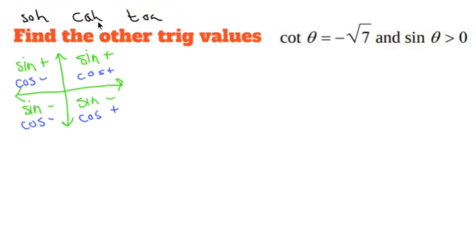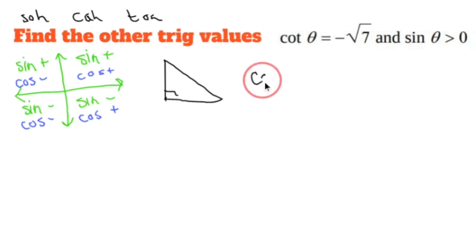SOHCAHTOA. Okay. Now, the first thing I have to do is break down the fact that cotangent of theta is negative root 7. So if I'm supposed to find sine and cosine and tangent and its reciprocals, I care about information about its opposite, hypotenuse. I care about every single part of a right triangle. So I'm making this fake arbitrary right triangle here so I can gather as much information as I have.